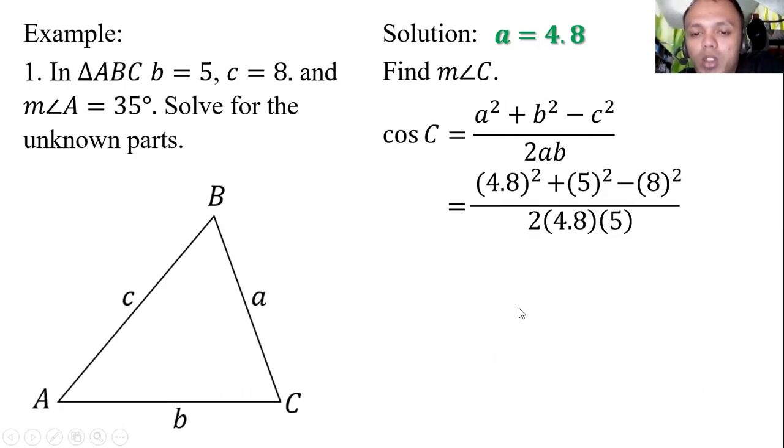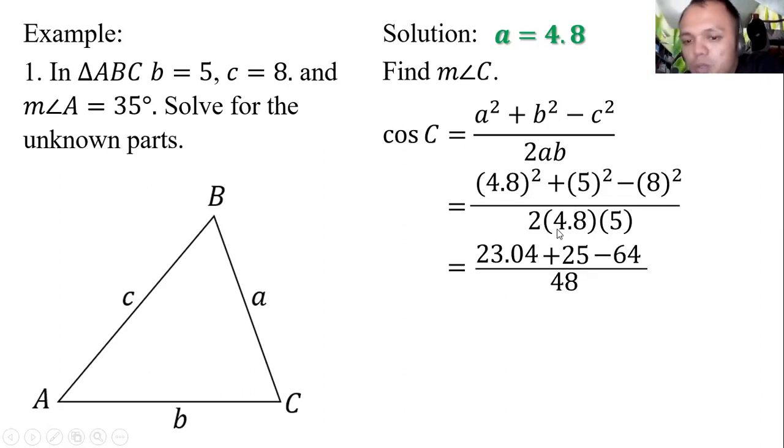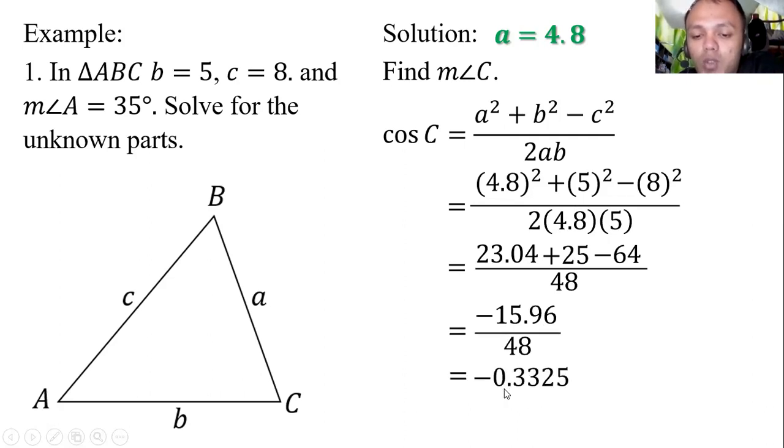4.8 squared is 23.04, 5 squared is 25, 8 squared is 64. 2 times 4.8 times 5 is 48. 23.04 plus 25 minus 64 is equal to negative 15.96, divided by 48, and that would be equal to negative 0.3325. What is the sign? It's okay even if it's negative, because it is still the degree of the angle, except it's negative.